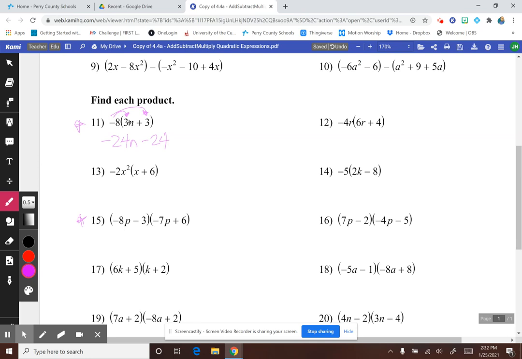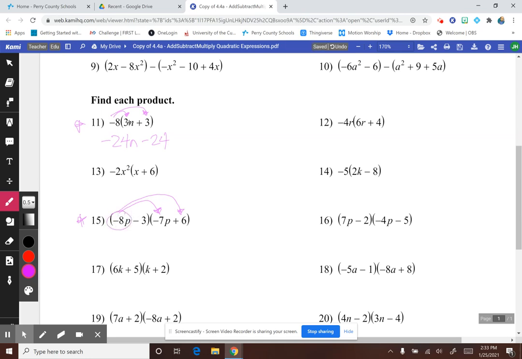Now I don't just have one term or a monomial times a binomial, but I have two binomials that need to be multiplied together. And so in this case, I want you to think again, it's really just like the distributive property. So I'm going to have to multiply this -8p times -7p, and I also have to multiply it times this +6. Now, if you think about it, I've just multiplied this term here times the two terms over there.